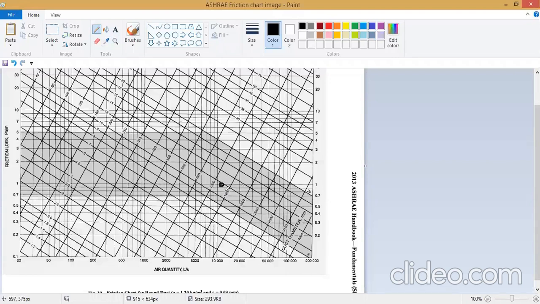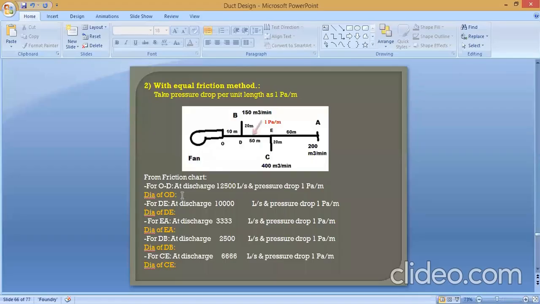Now the diameter corresponding to this. So I will take it as 1100. You can take it as 1100. And 1100 is the diameter. It is in between 1000 and 1250. So approximately 1100 mm of the diameter. So let me substitute the value here. Diameter OD is 1100 mm.